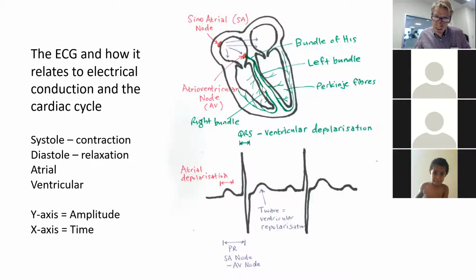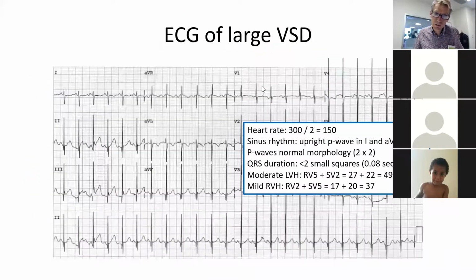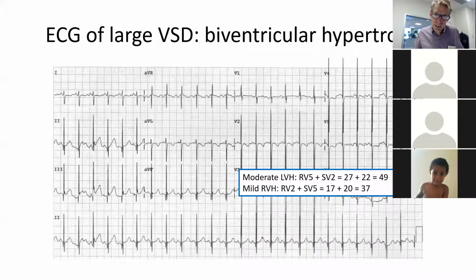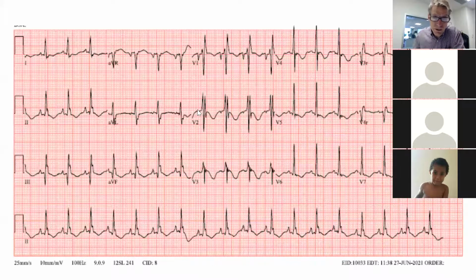And if there's a block here, then there will be an RSR pattern in lead V2, because it's the right ventricle that sits at the front of the heart, and that's what the lead V2 sees. It's predominantly seeing the right ventricle. I'll just go to this one again. And so you can see there's an RSR pattern in lead V2.